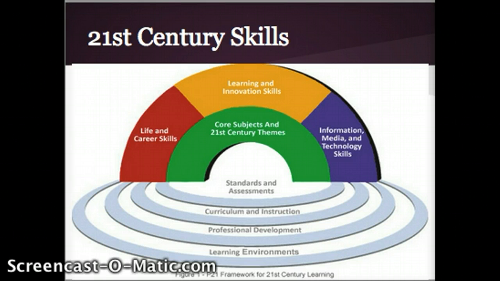The yellow section there at the top is the learning and innovation skills. Students need to be creative and have innovation to be those 21st century learners, as well as be critical thinkers, problem solvers. They have to be able to communicate and collaborate as well. The purple section is the information, media, and technology skills. And students, to be our 21st century learners, have to keep up with new and emerging technology.